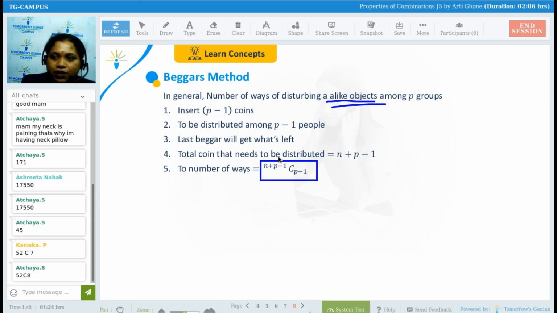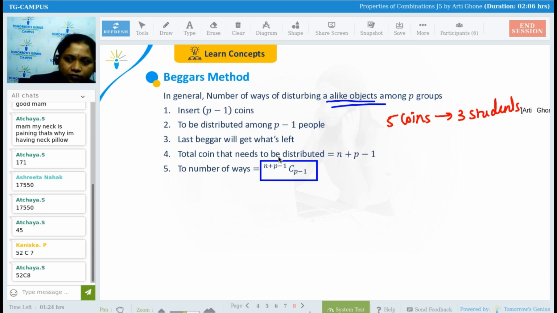Now see how simple it is. With the standard process also I'm going to explain this. I have 5 coins, distributed among the 3 students. What are the cases arising? Student S1, S2, S3.